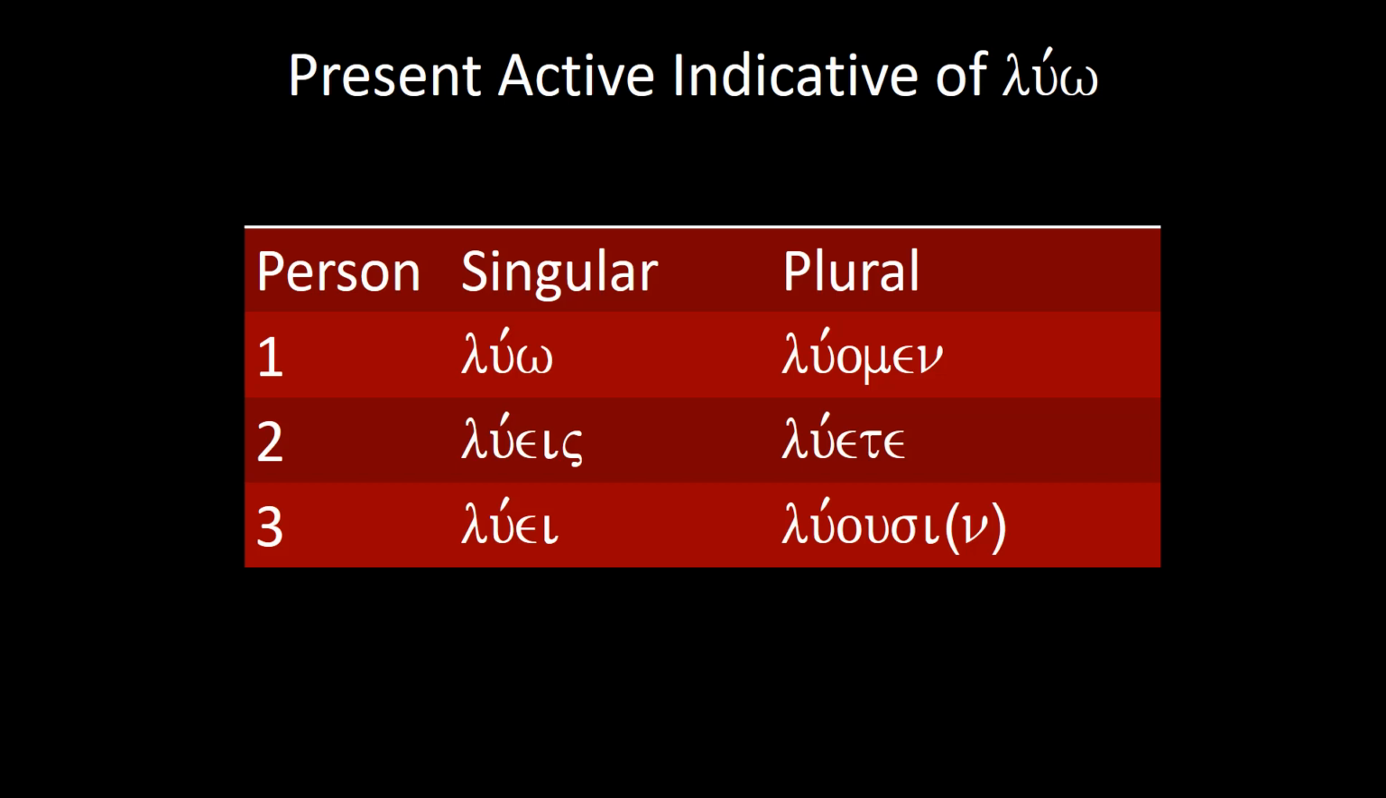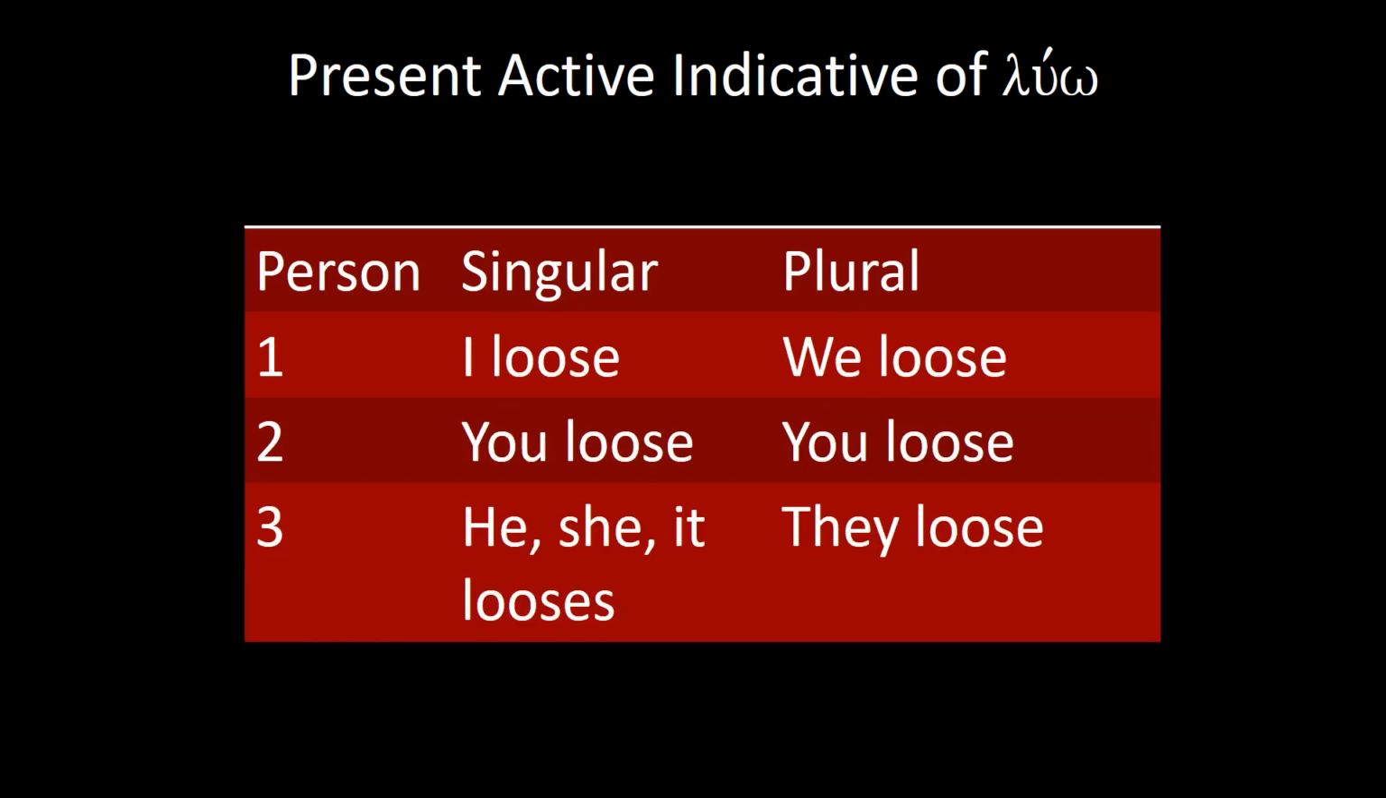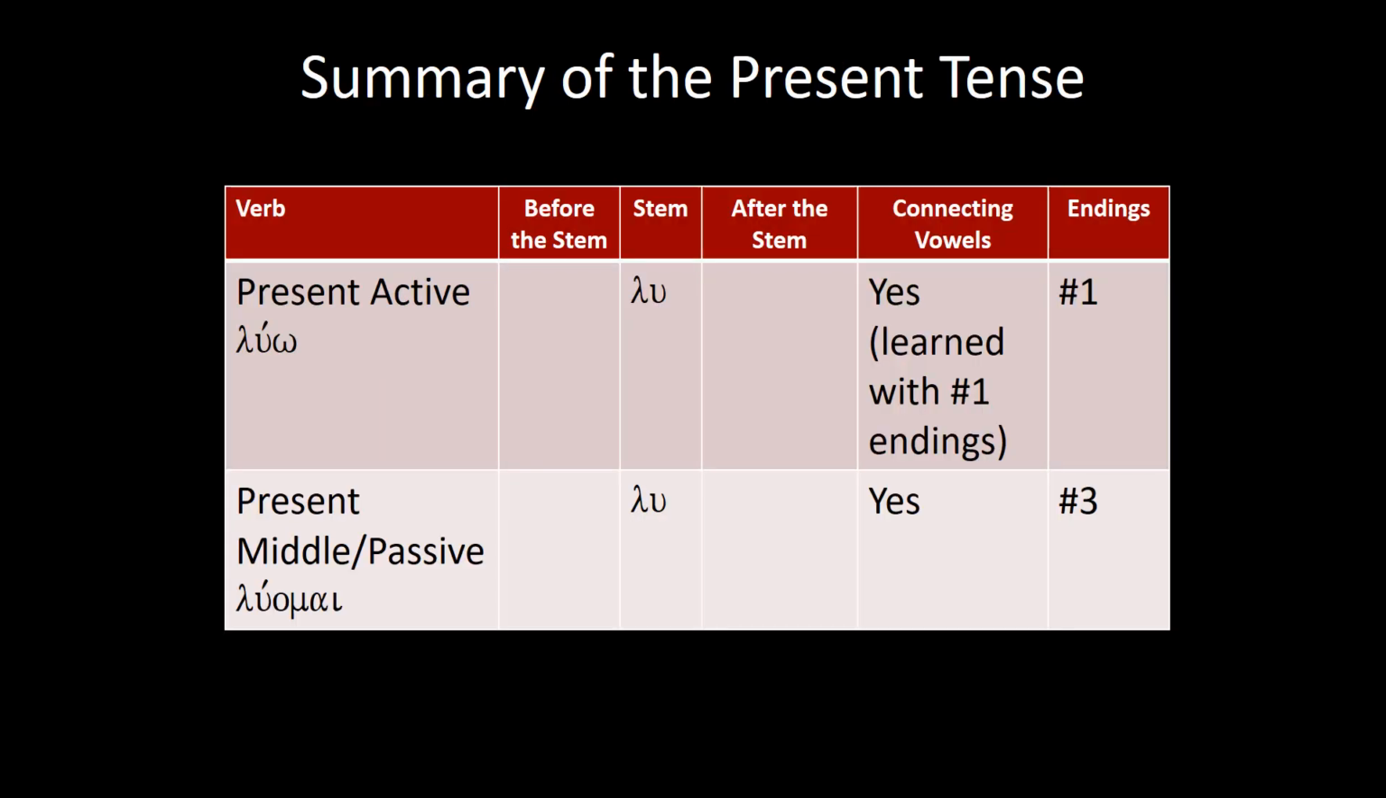Luo, lueis, luei, luomen, luete, luousi. I loose, you loose, he, she, or it looses, we loose, you loose, they loose. Remember, you can also translate the present tense as action in progress, and that would be I am loosing. I loose is kind of a general statement. I am loosing is action in progress. So that was stem plus number one endings with the connecting vowels built in.